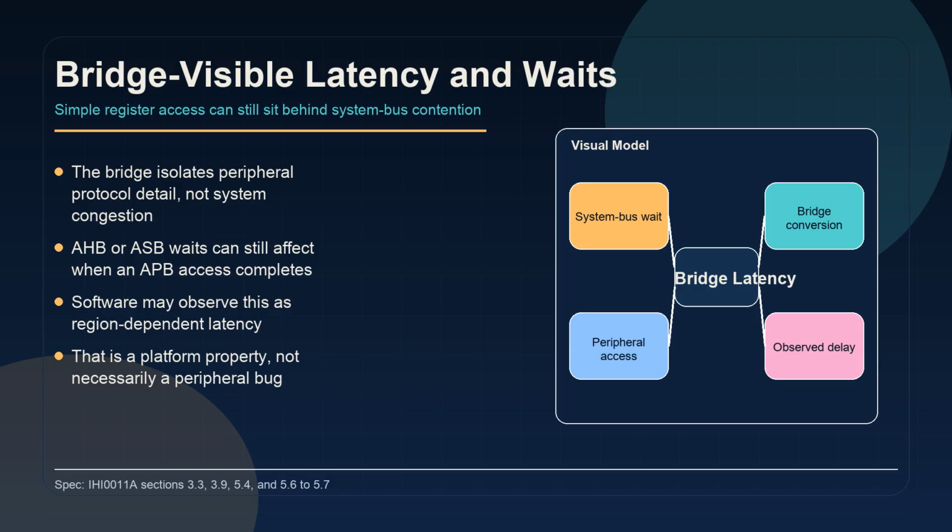APB simplicity does not mean zero latency variation. The bridge hides peripheral protocol detail, but it does not erase AHB or ASB contention before the access reaches the peripheral side. So software may see some regions as slower or more variable than others, and that could be a platform fabric property rather than a register block fault.